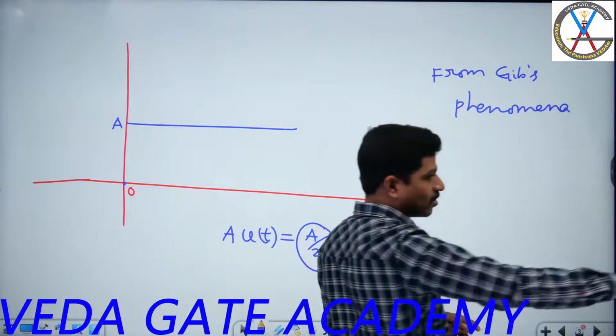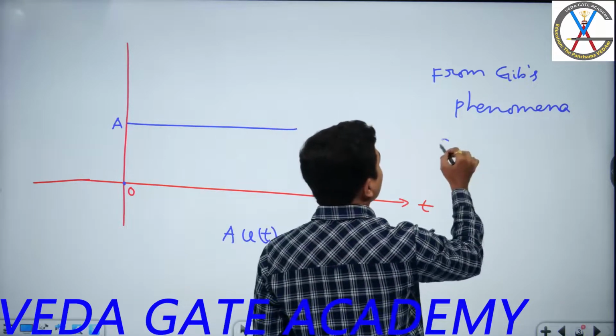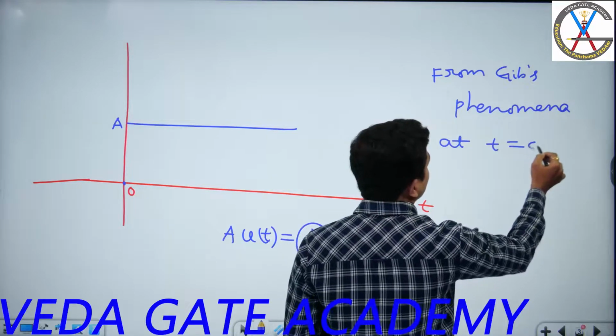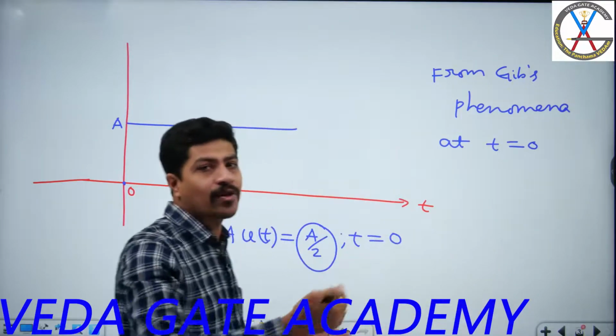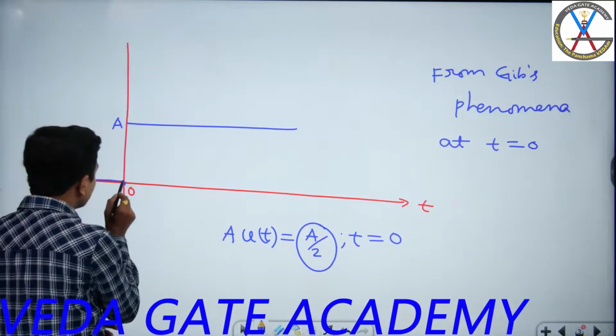You'll be understanding what is this Gibbs phenomena in signals and systems. From Gibbs phenomena, at t is equal to 0, it is taken as the average value. What is the value before t is equal to 0? Before t is equal to 0, the value is 0.